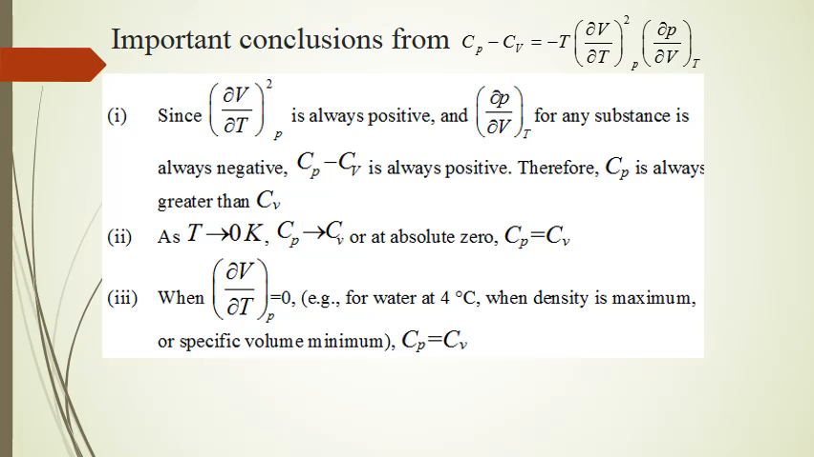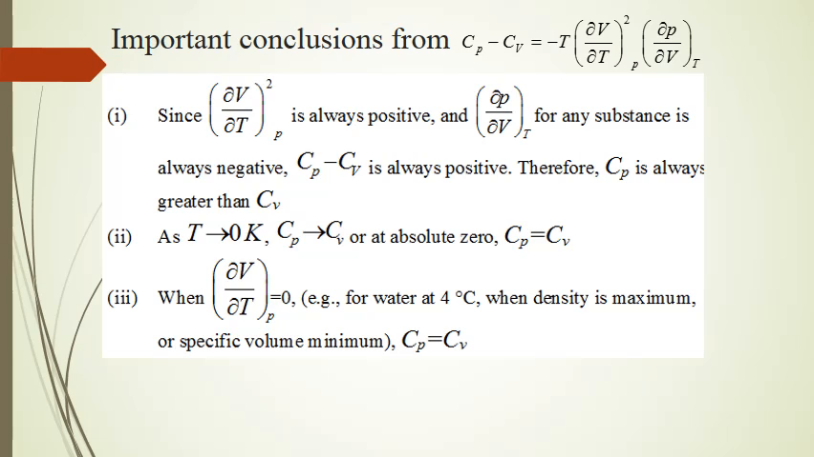Third, when del V upon del T is equal to 0 when pressure is constant. For example, for water at 4 degrees Celsius, when density is maximum and specific volume is minimum, then del V upon del T with constant pressure will have 0 value. So for that condition, Cp will be equal to Cv.